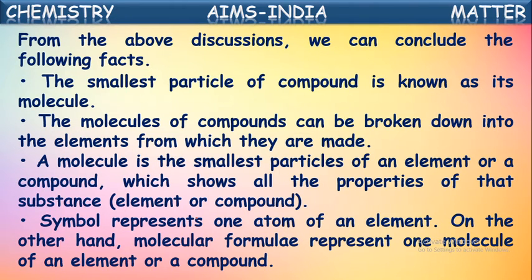A symbol represents one atom of an element. On the other hand, a molecular formula represents one molecule of an element or a compound. Earlier you have seen elements are represented with their symbols. The shorthand representation of an element's name is called a symbol. For example, the symbol for hydrogen is H.